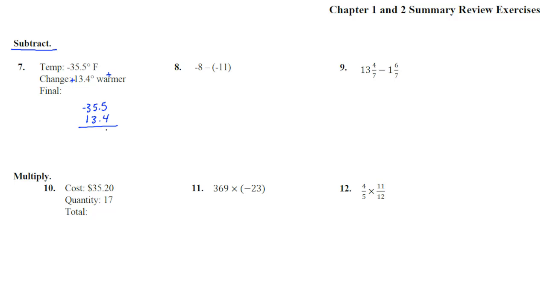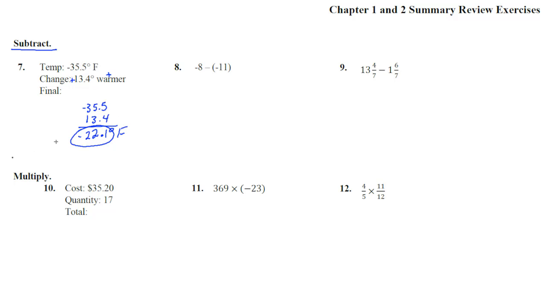5 minus 4 is 1. 5 minus 3 is 2. 3 minus 1 is 2. Decimal comes right here. And the sign of the negative one, there were more negatives than positives, so he wins. Oh, degrees Fahrenheit. There we go. Negative 22.1 degrees Fahrenheit. So it warmed up a bit.